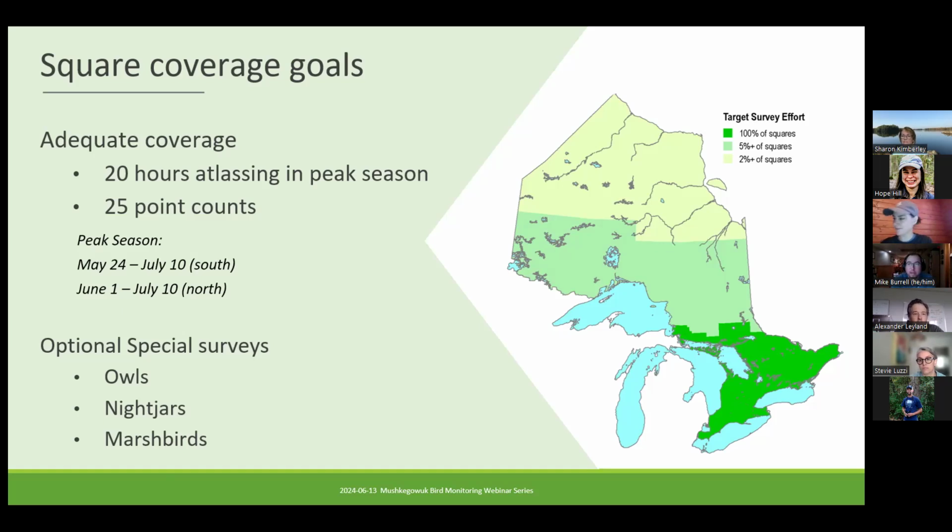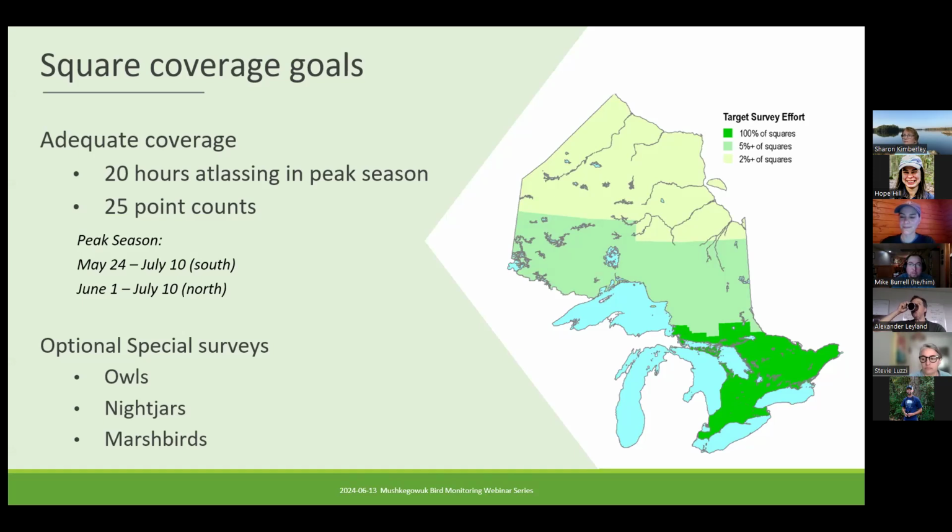So in southern Ontario, that really the darkest green there, we're aiming to get 100% of those 10 by 10K squares covered. We've got a lot more people in that part of the province, a lot more people that are good at getting out and doing atlasing and birding. So it's still a challenging target to meet 100% coverage, but easier to accomplish there. In the middle band there, basically the roaded part of Northern Ontario, we're looking to get 5% of all of our squares covered. And then in the roadless north, in the yellowy green shaded color in the furthest north section there, we're aiming for 2% of squares to be covered.